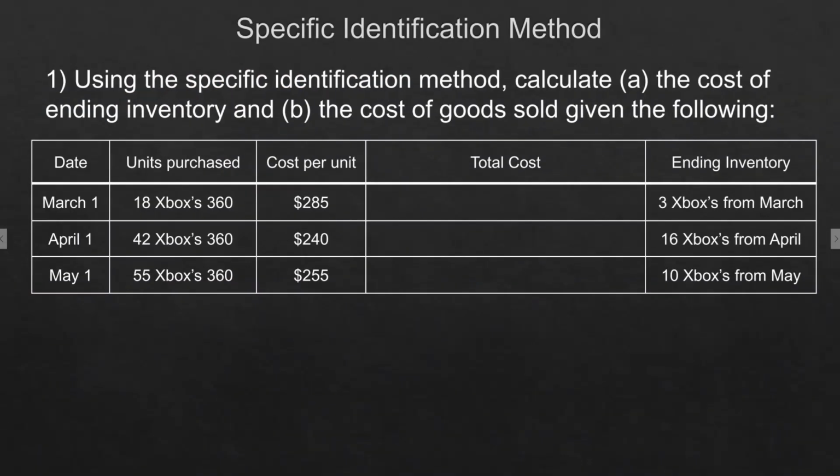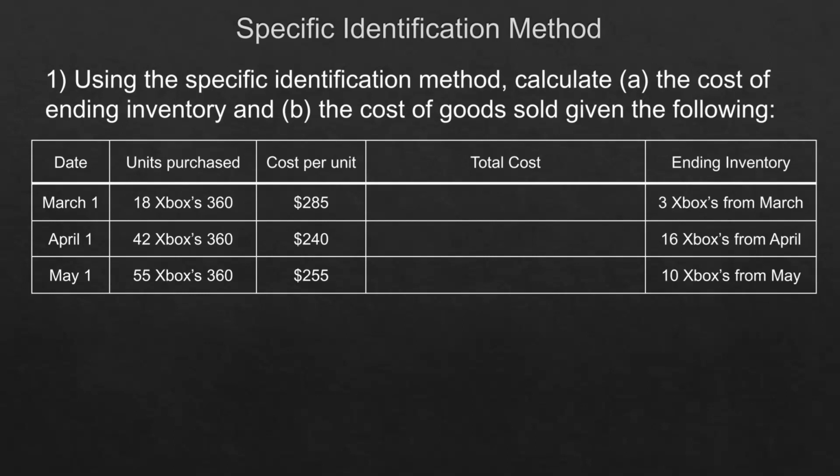So we're starting with the specific identification method and just showing you an example of how we calculate this. And this one we don't calculate on as many problems as you would some of the other methods. First we have to complete this chart. Notice that we're going to find the cost of ending inventory, that's part A, and then part B is the cost of goods sold, which honestly should always just be a subtraction. There's another way to do it that's more complicated, but there's no need to do that. Just subtracting is a good way to go.